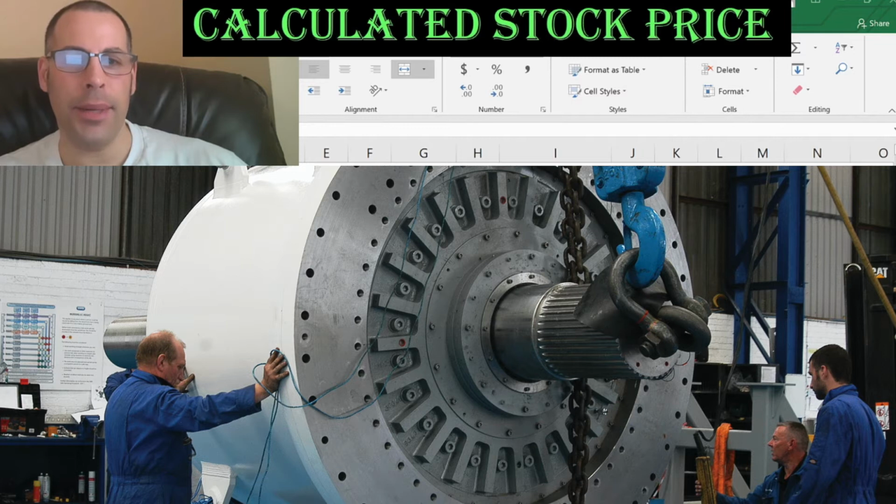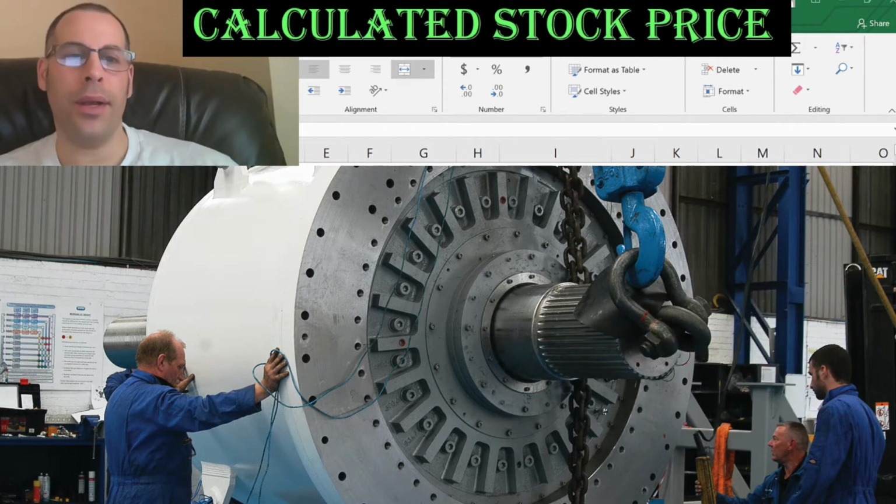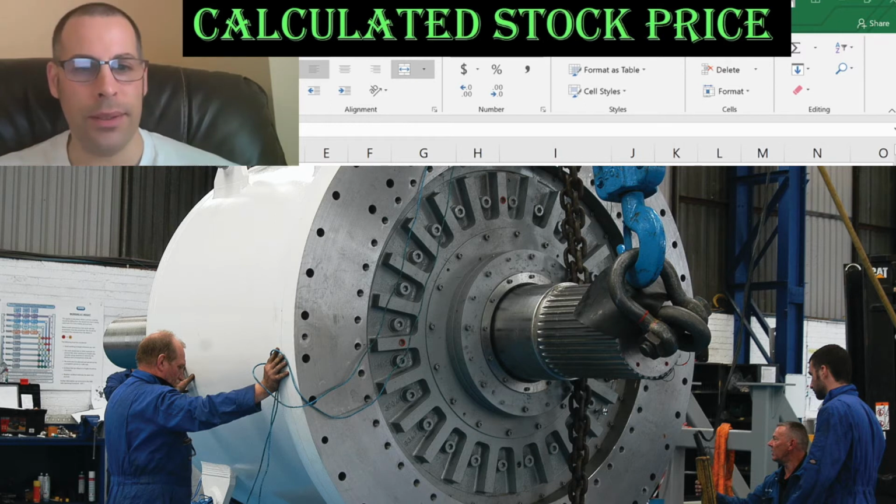Together, we will enter the company's financial information and capital structure into my Excel model. Then we determine whether the stock is a buy or a sell. At the end, we calculate and analyze the financial ratios.